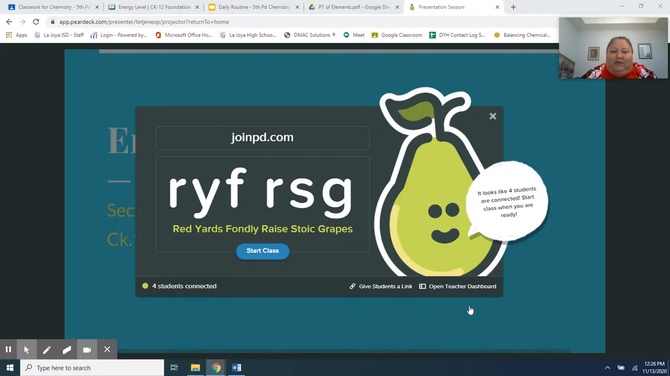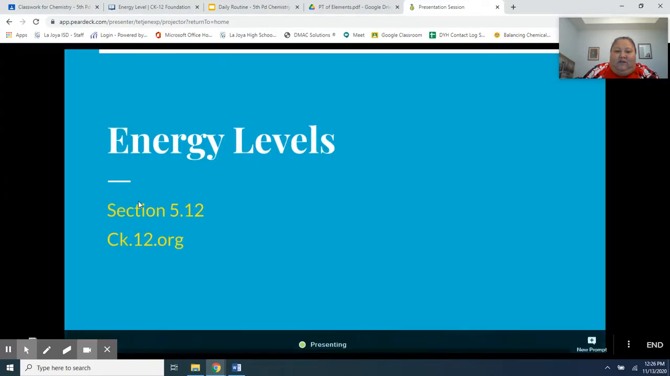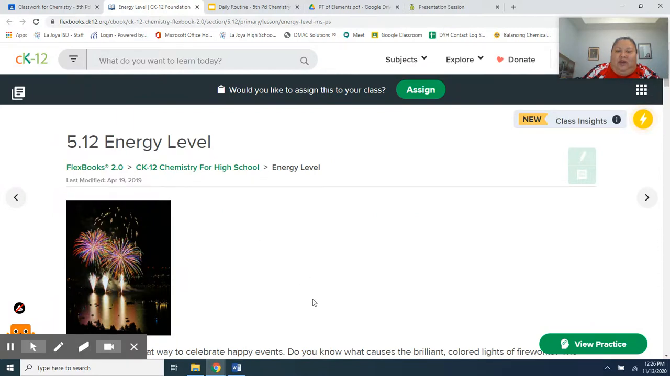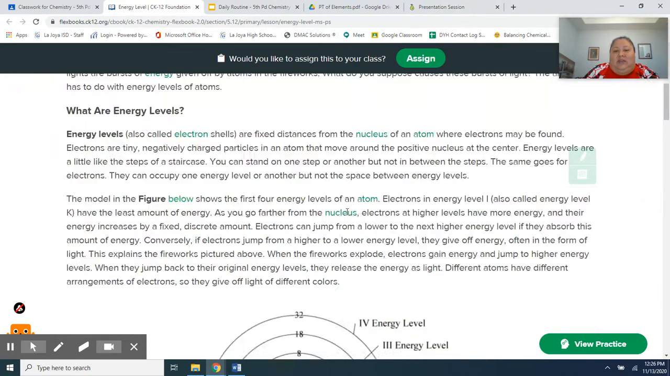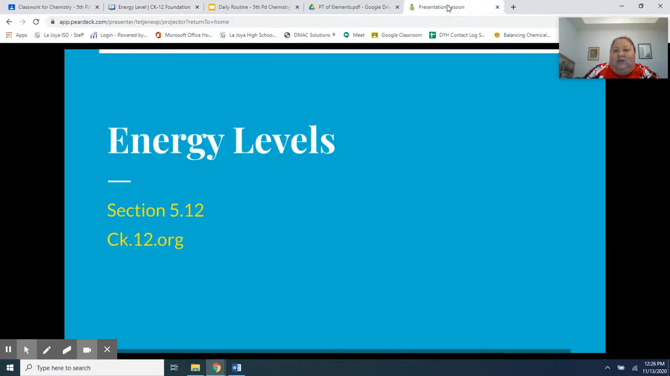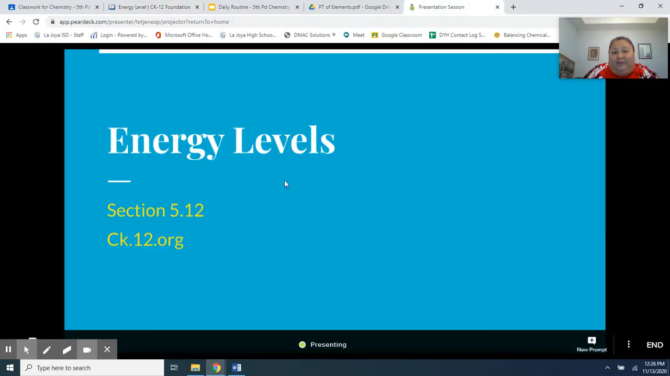Today we're going to be covering section 5.12, energy levels. And remember, it is the same topic that you have on CK12. We're more than likely not going to get to finish this topic. It is a very long and lengthy topic. There's a lot of things that we need to discuss. So this is probably going to be a part one. Part two will be done on Monday.